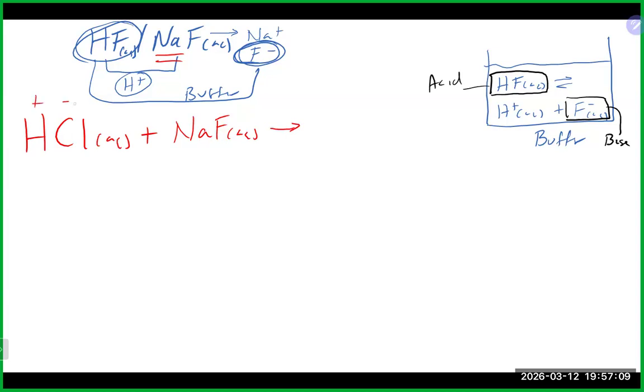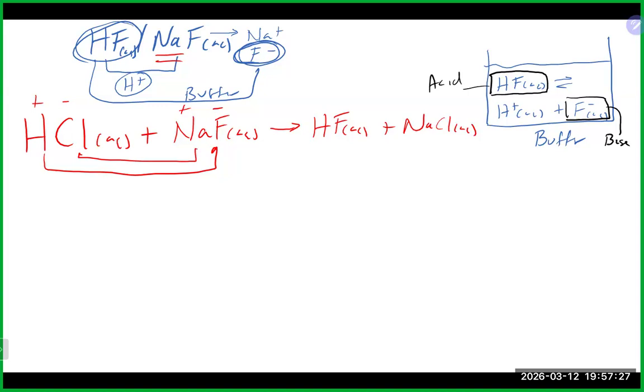This is a good old-fashioned double displacement reaction happening here, right? We're going to switch some partners. And we're going to form on the other side some HF and some sodium chloride in this case, right? So again, when we're adding the HCl in this case to our buffer, it's a source of H+ and Cl-, and it's going to react.